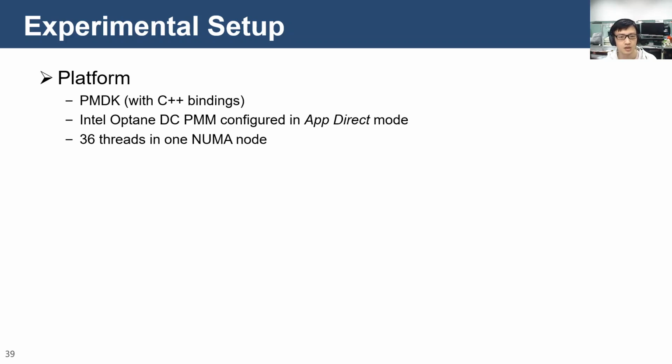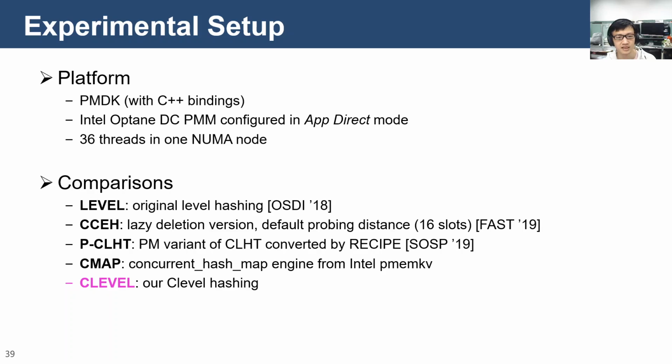In the evaluation, we compare state-of-the-art indexes from both the academic and the industrial community. For fair comparison, we ported level hashing, CCEH, P-CLHT, and our clevel hashing to the same platform of CMap, that is, Intel PMKV. For workloads, we use YCSB to generate micro benchmarks in Zipfian distributions and obtain real workloads from YCSB as macro workloads.